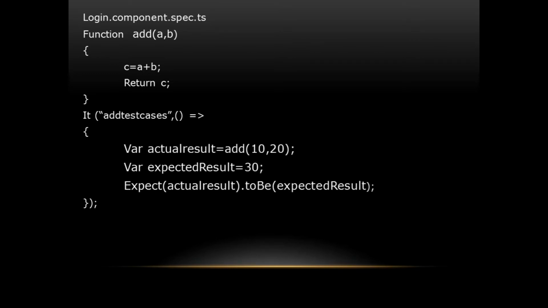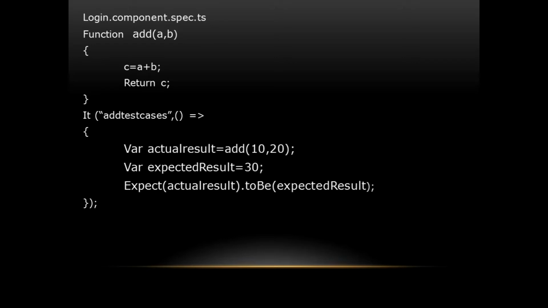And again, here only you are writing the test cases in the component. It will start with the keyword called it. Inside that you have this add test case, and this is a fat arrow. Inside the fat arrow we are going to write the functionality of the testing, where actual result equals add of 10 comma 20. You are passing 10 and 20 into the addition function and you get the result in the actual result. And what you are expecting is 30.